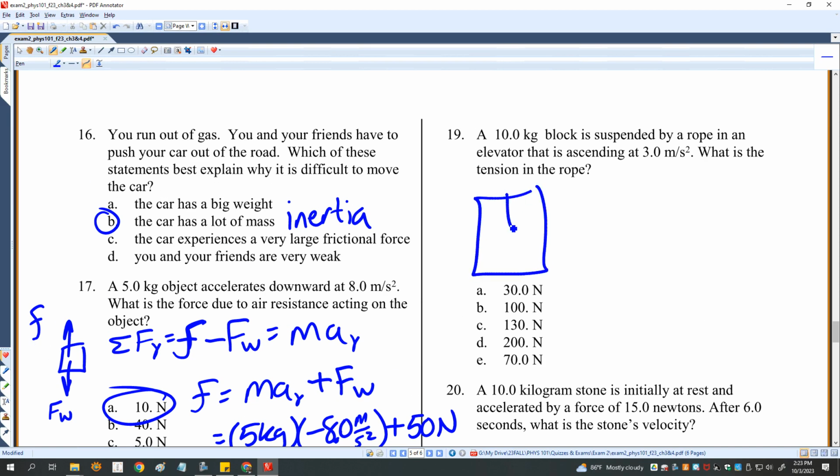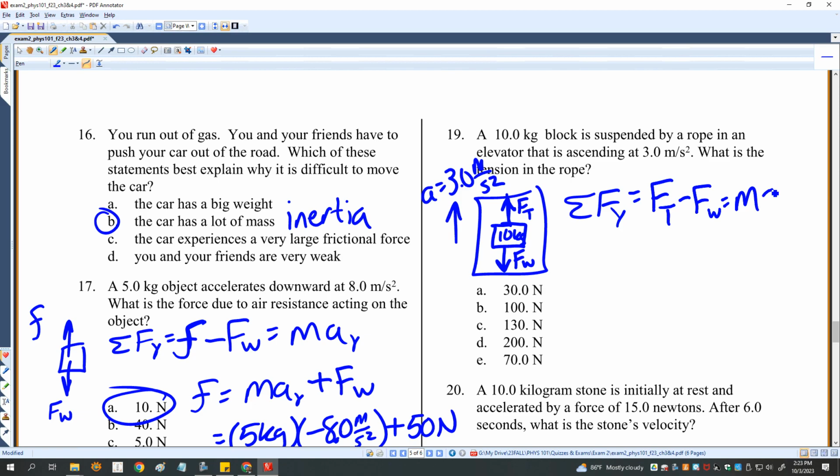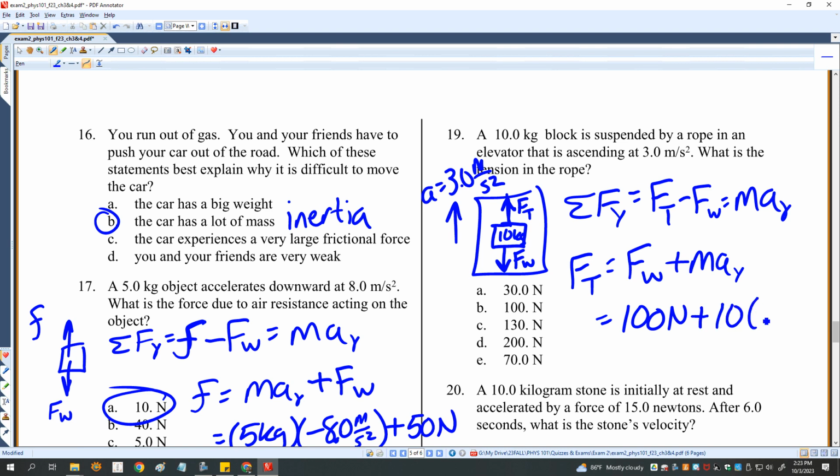All right, here I have the elevator problem. It's ascending 3 meters per second squared. This is 10 kilograms. I have a tension here and a weight here. And I want to know the tension in the rope. Sum of the forces in the y direction. That's Ft minus Fw equals may. Ft then is equal to Fw plus may. That's going to be 100 newtons, that's the weight, plus 10 times 3 meters per second squared is 30, 130 newtons. So C is the right answer.